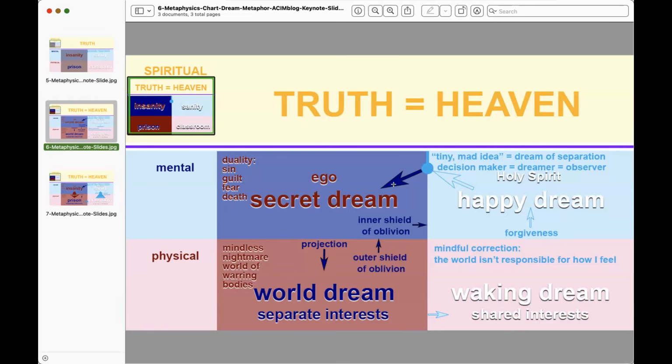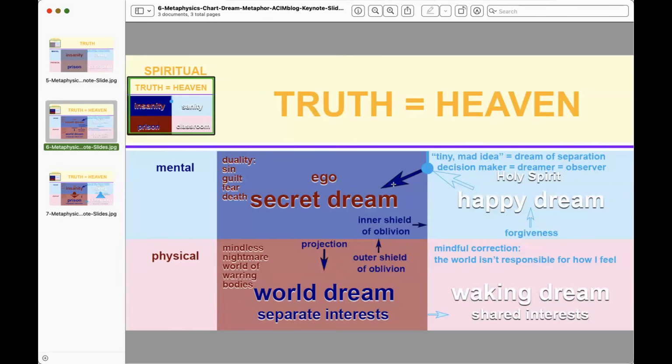So the inner shield of oblivion is basically toward the center of those four quadrants there. That basically says, don't you dare look at the Holy Spirit's mind, because that will undo me as ego, or the wicked witch. Don't throw that bucket of water on me. I will melt. Don't you go near there. So that's when the ego goes from amber alert to red alert, when we get back into the mind and start looking at the sin, guilt, and fear with the Holy Spirit.